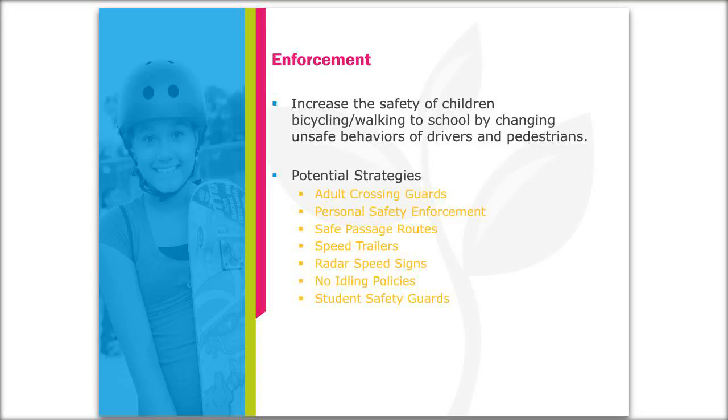Safe passage routes are areas where crime is a concern. Adult volunteers can monitor and report criminal activity during school arrival and dismissal times. This formal observation along designated walking and biking routes supports safer environments for students, and it is often coordinated in conjunction with crossing guards, law enforcement, or block watch programs around schools.